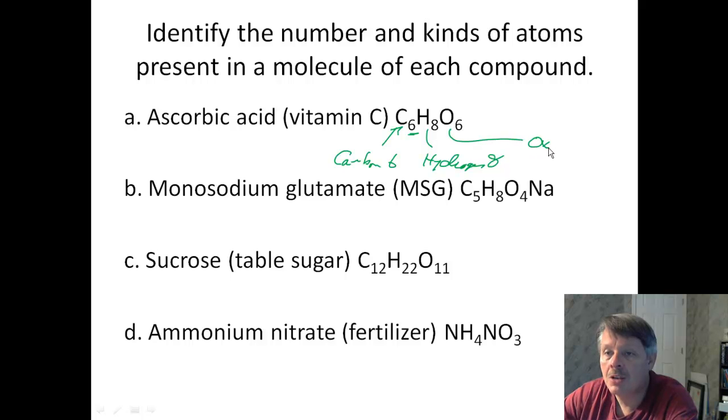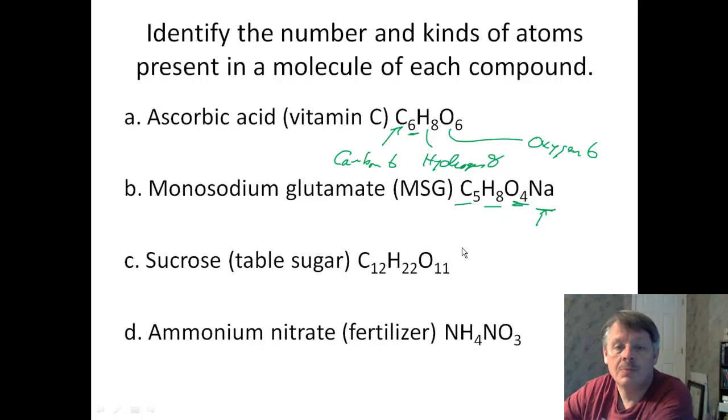And oxygen, we have 6 of them. Alright, so I'm not going to write those out. I'm just going to go through them. You should be able to do this pretty quickly. Right? Carbon has 5, hydrogen has 8, oxygen has 4, and then this is really strange. Sodium's out there, but sodium has 1. Right? And another common compound is table sugar, and you're very familiar with this one.